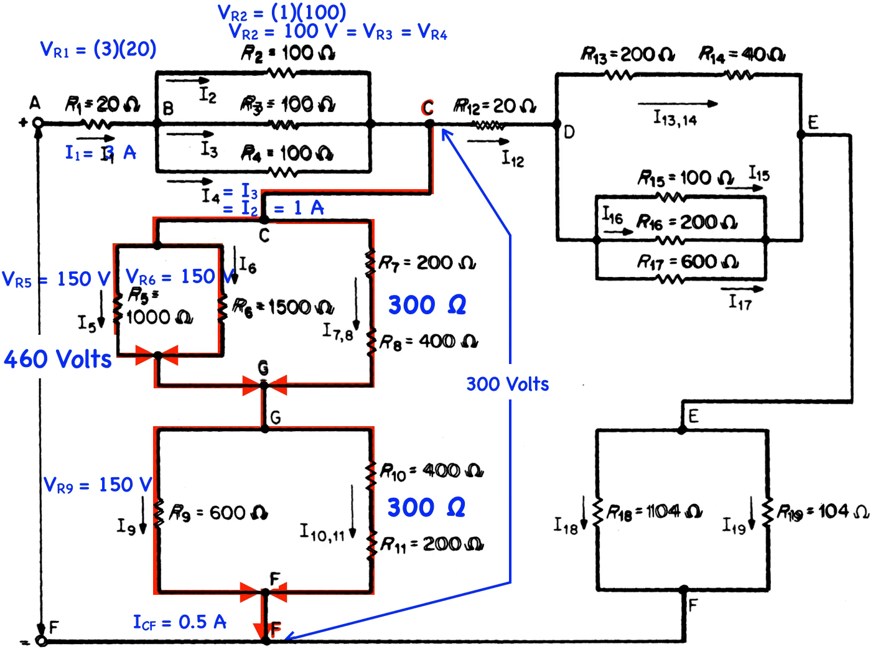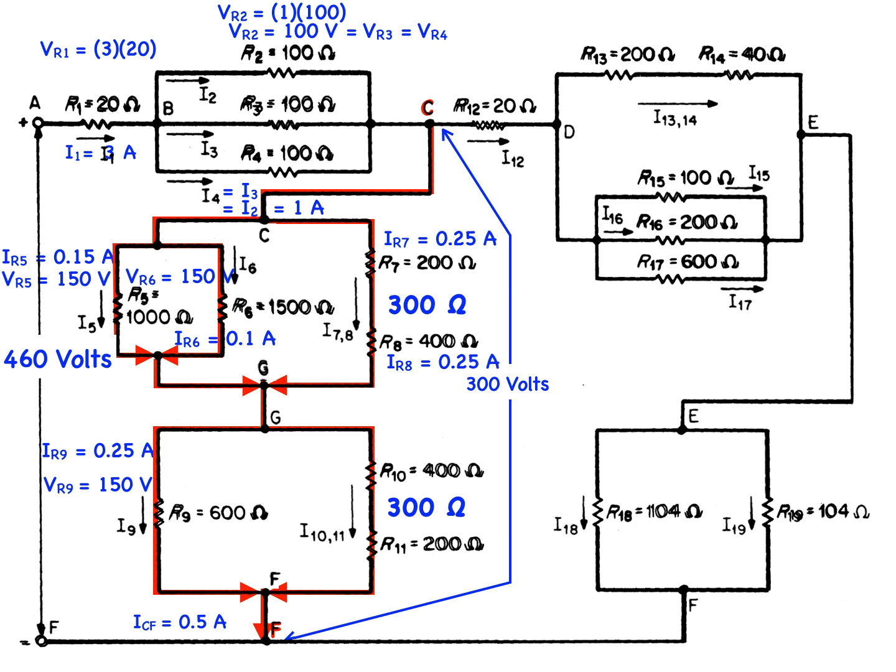I, R9, is equal to 150 divided by 600, or 0.25 amps. I, R5, is equal to 150 divided by 1000, or 0.15 amps. And I, R6, is equal to 150 divided by 1500, or 0.1 amp. The total of IR5 and IR6 currents is 0.25 amps, which means the current through R7 and R8 is equal to 0.5 minus 0.25, or 0.25 amps.